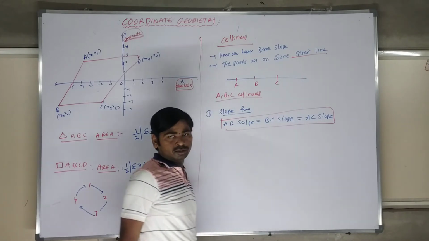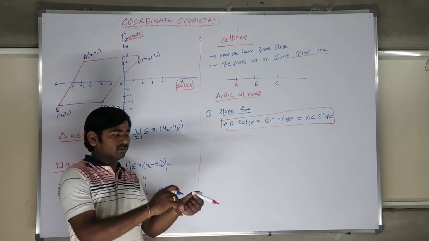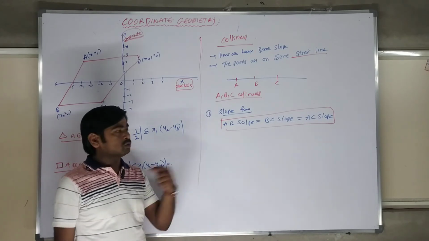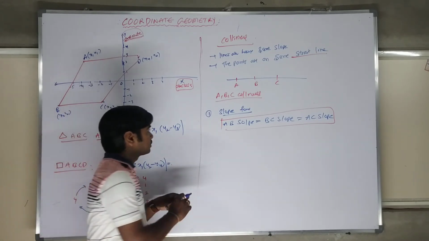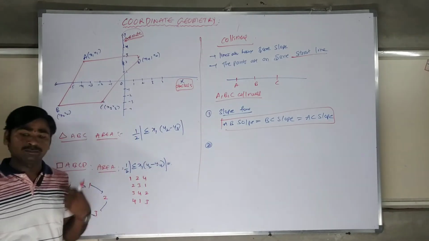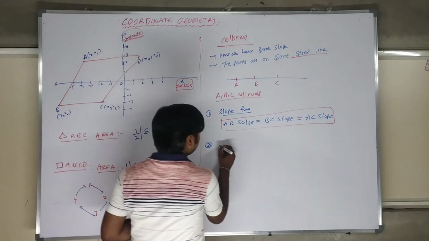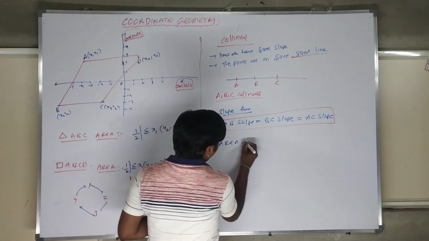If the 3 slopes are the same, these lines are one straight line only, because slopes must be the same. So the slope concept is one concept. The second concept is, when you are doing this calculation, what is the area of a triangle? Area of a triangle.